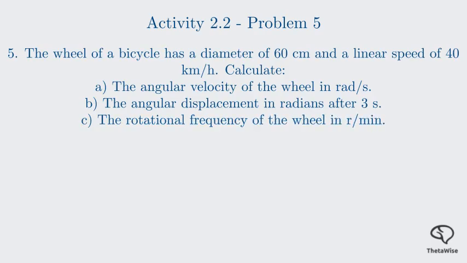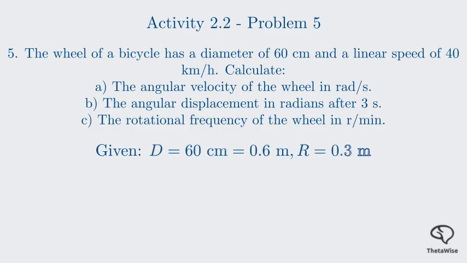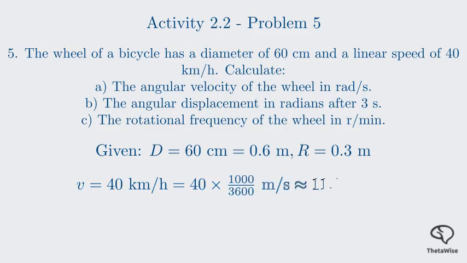Let's list our given values and convert them to standard SI units. The diameter d is 60 centimeters, which is 0.6 meters, so the radius r is 0.3 meters. The linear speed v is 40 kilometers per hour. To convert to meters per second, we multiply by 1,000 meters per kilometer and divide by 3,600 seconds per hour. This gives us v equals 11.111 meters per second.